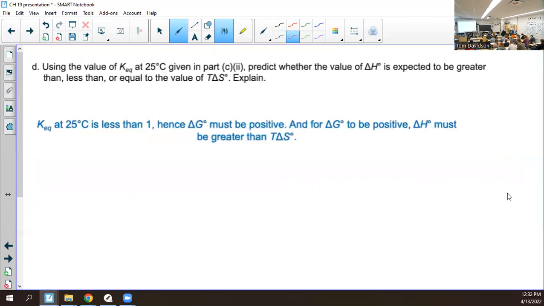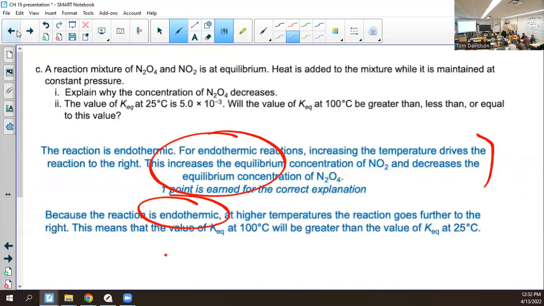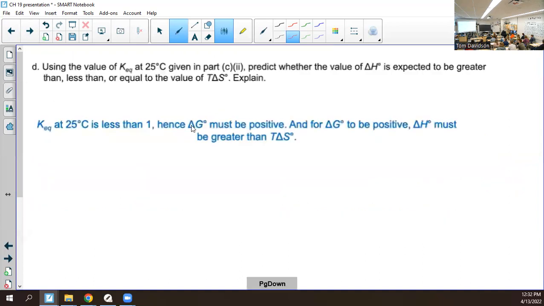All right. So look right here. I got to go back to C for a second. See how it's a decimal point 0.005? So it's less than 1. That's where it's getting this data right here. Since it's less than 1, what does less than 1 mean? Reactants are favored, right? Hence delta G must be positive, meaning it wasn't favored. The reverse was favored. That's why K was a small number.